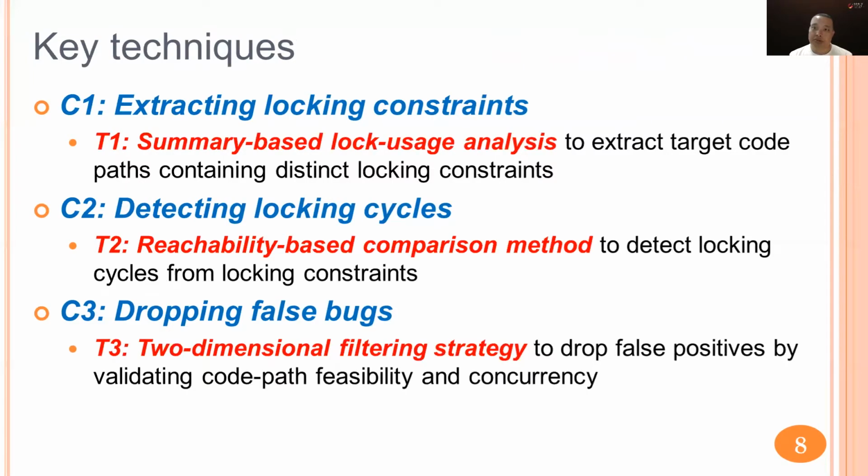To solve these three challenges, we propose three key techniques. First, we propose a summary-based lock usage analysis to extract the target code paths containing distinct locking constraints. Second, we propose a reachability-based comparison method to detect locking cycles from locking constraints. Finally, we propose a two-dimensional filtering strategy to drop false positives by validating code path feasibility and concurrency.